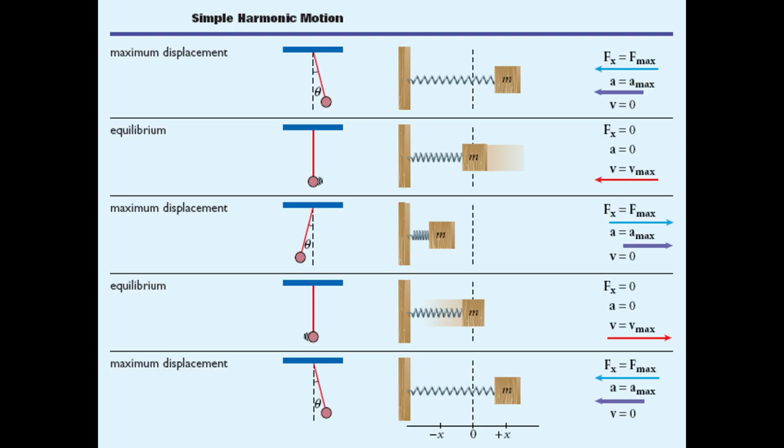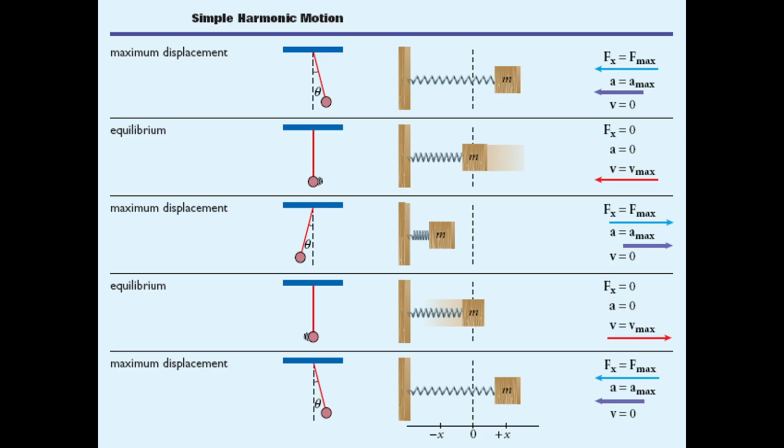Now let's compare a pendulum versus a spring oscillation. On the left, we've got the traditional hanging pendulum. We can see its maximum displacement and its minimum displacement at equilibrium. And then we've got its maximum displacement to the other side and then back to equilibrium.